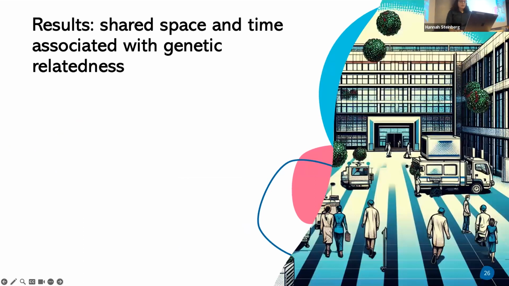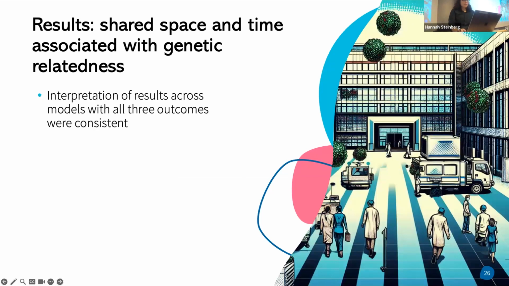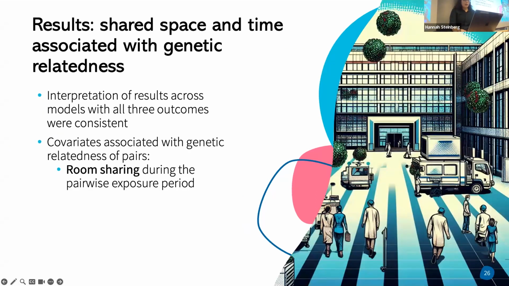So the results of this study showed that shared space and time was associated with genetic relatedness in this facility. We were able to interpret the outcomes of each model similarly, and they were all consistent in showing these patterns. What they showed is that room sharing during this pairwise exposure period, which is the time between the last time the first patient tested negative and the first time the second patient tested positive, made pairs more likely to be in the same cluster, more likely to be the closest potential donor, and they had shorter SNP distances than other pairs in the data set.